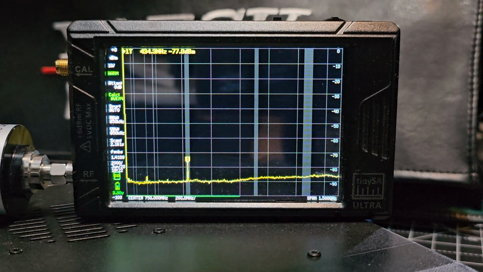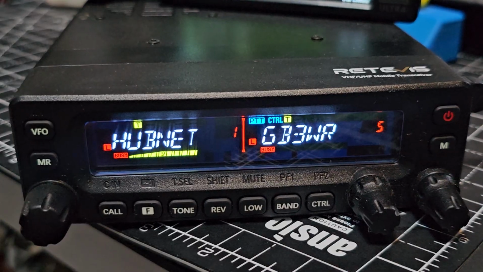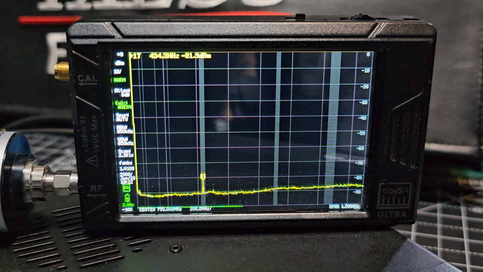M0FXB, let's test the harmonics on the Retevis MA1. Just going to test it on 2 meters first, 145.000, low power. There's been new firmware 2.37, which I've just loaded, and it was focused on the harmonics.